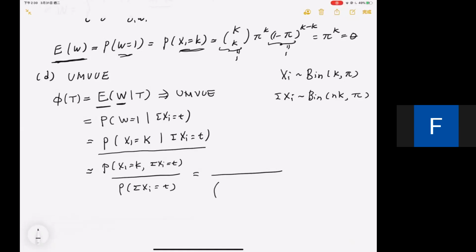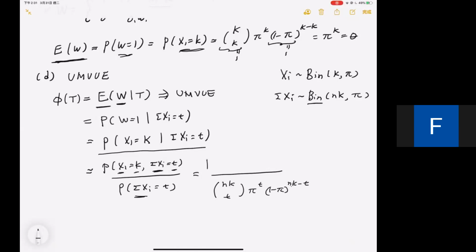Okay, so summation xi is binomial. This is the binomial PDF with nk, using t, pi to the t, then 1 minus pi to the nk minus t. That's what the summation xi PDF is. Then, if you remember, we're using the same situation as well. I have x1, summation xi, i from 1 to n, equals t.